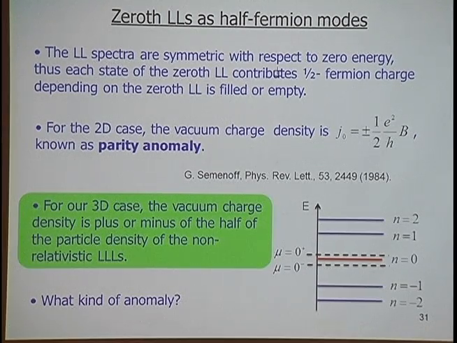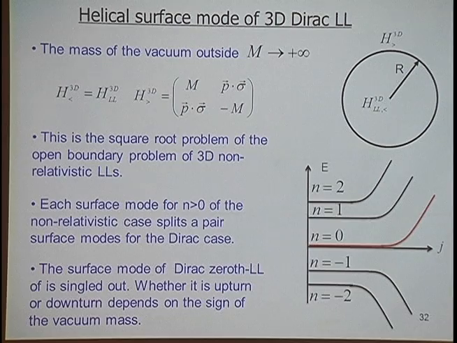In the 3-dimensional case, this structure is almost the same. But the degeneracy is much higher because the zeroth Landau level is degenerate with respect to 3-dimensional angular momentum, not just the two-dimensional angular momentum. But we don't know what to call it, whether to call it an anomaly. We know that in 3 dimensions there's no parity anomaly, so we don't know whether it corresponds to a certain anomaly or not, and if it is, what kind of anomaly it is.